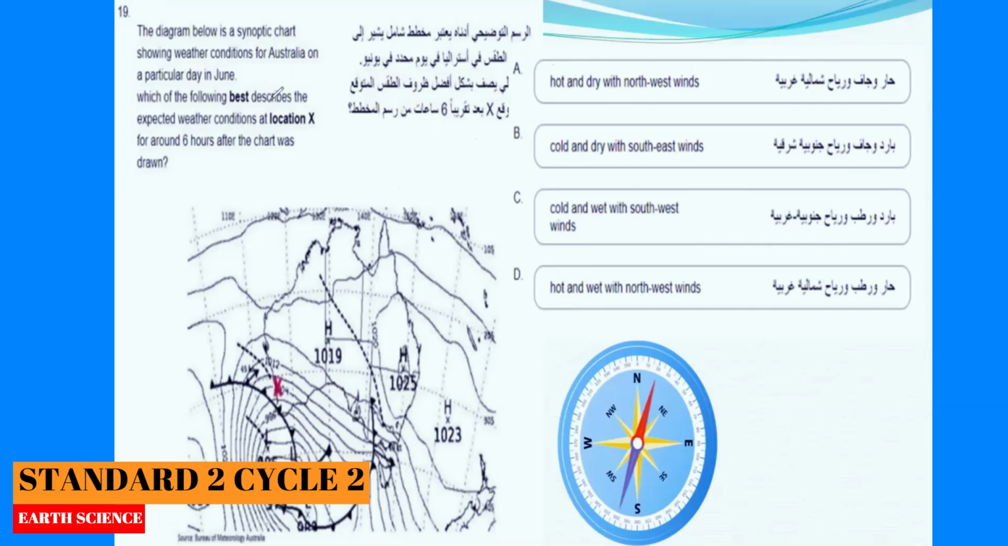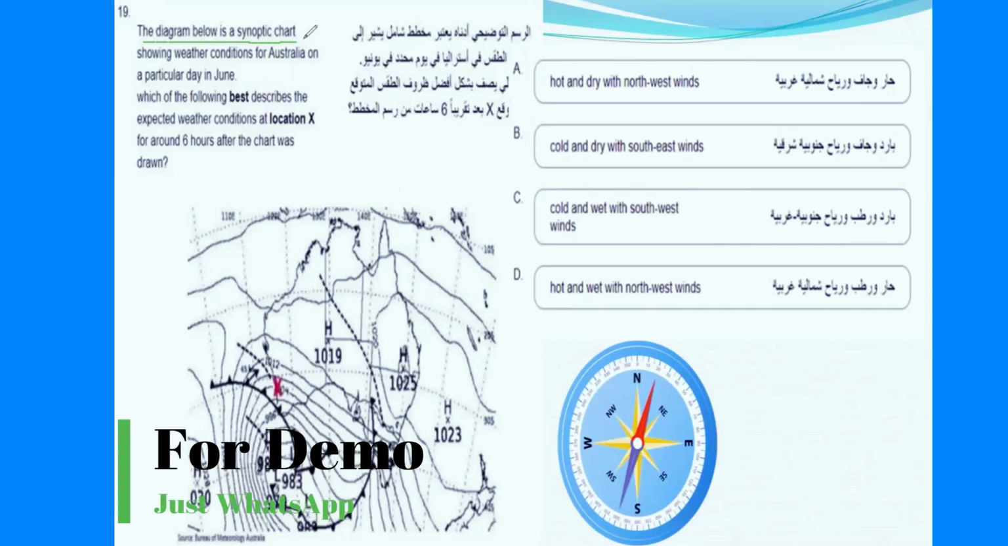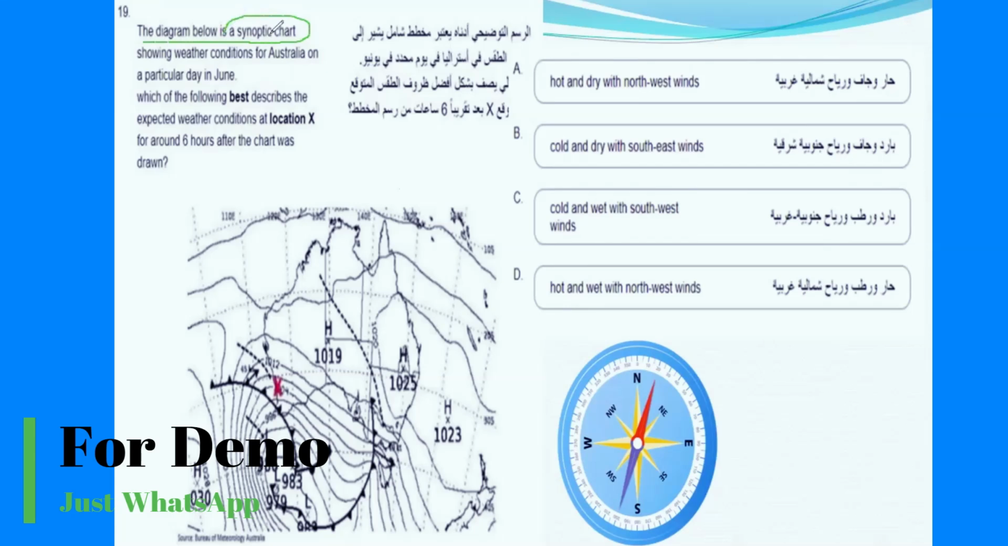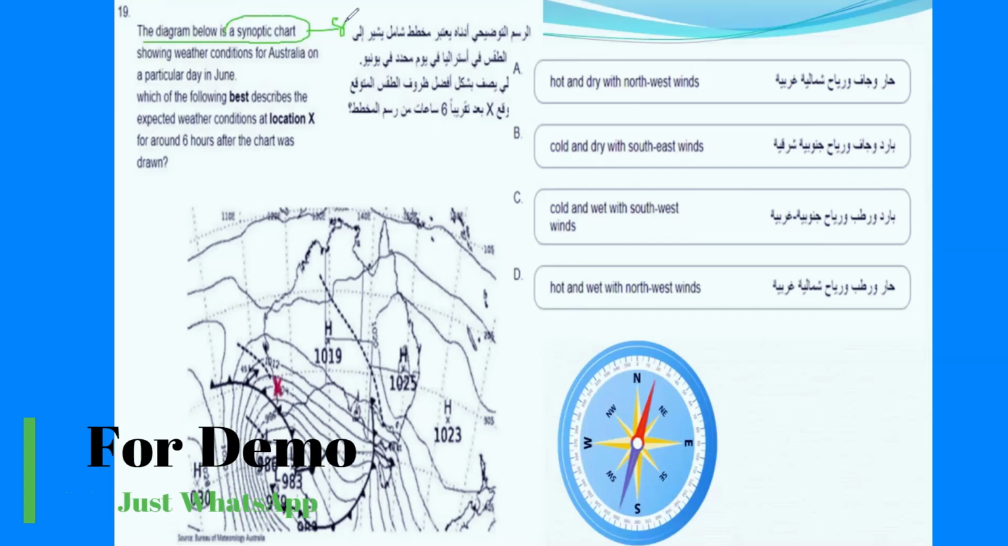Now, this question is talking about a diagram below, which is a synoptic chart. Synoptic chart is another story, about how to study it. I'll be uploading a separate video for the synoptic chart. That's quite interesting, especially if you frequently watch weather forecasting videos, then you will be very comfortable solving these types of questions.